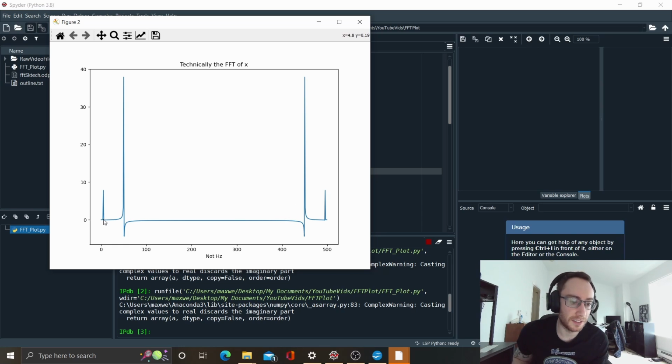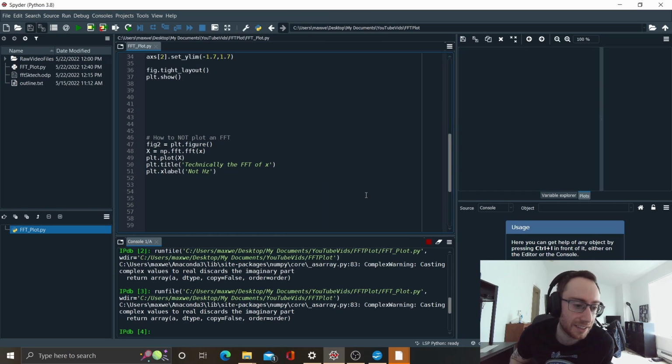So here it's at 0 hertz, then it repeats at 1000 hertz, it'll repeat again at 2000 hertz, 3000 hertz, and so on. And again, that's just the periodic nature of the mathematics behind the Fourier transform. All right, now let's go over how to correctly generate the plot.